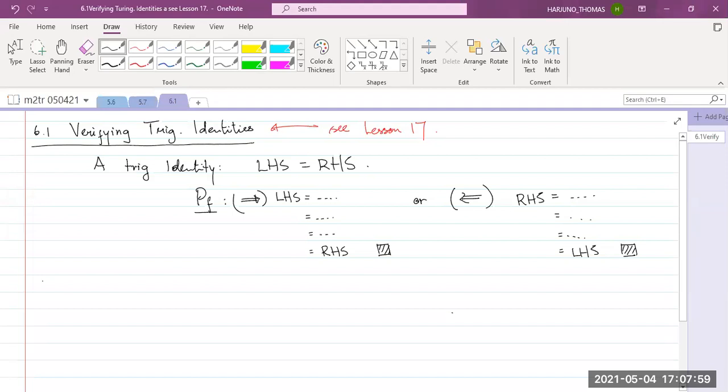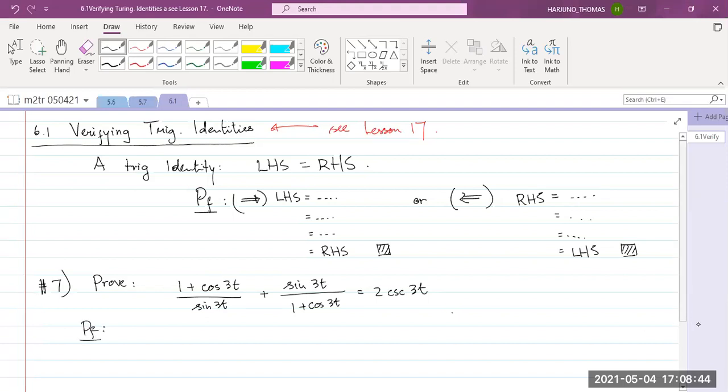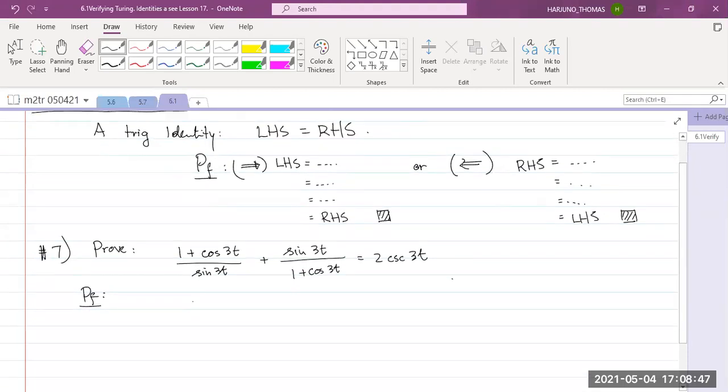Now let me pick a question, let's say question number 7 in our textbook. Prove or verify this identity: 1 plus cosine 3t over sine 3t plus sine 3t over 1 plus cosine 3t equals 2 cosecant 3t. Now, when we prove, we try to prove from the more complicated side, in this case the left-hand side, to the other side. So my direction of proof will be from left to right.